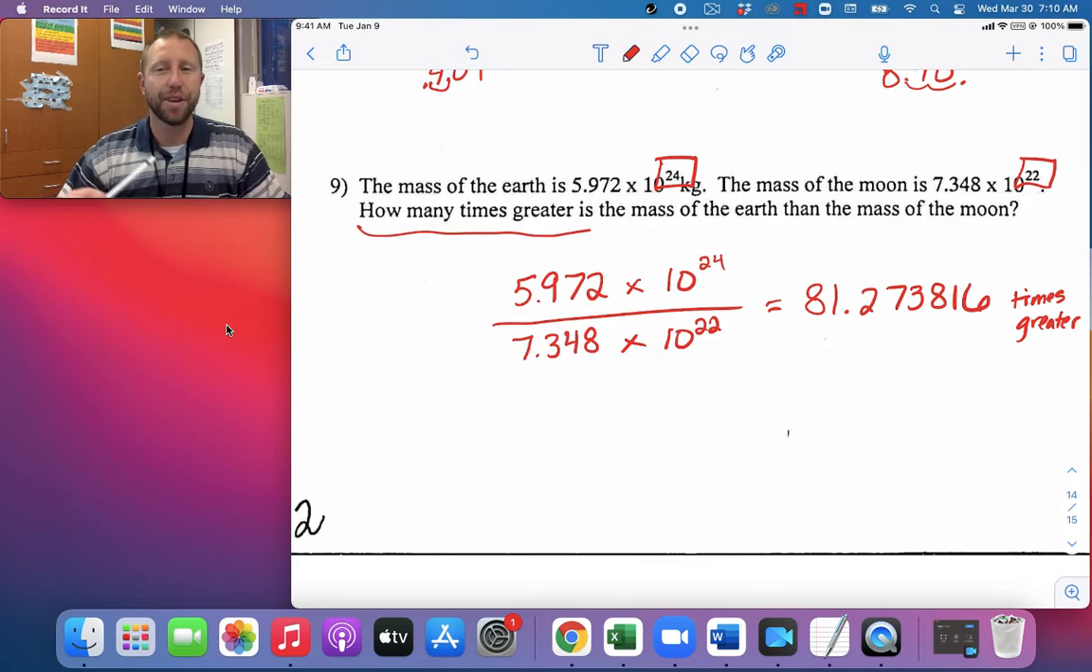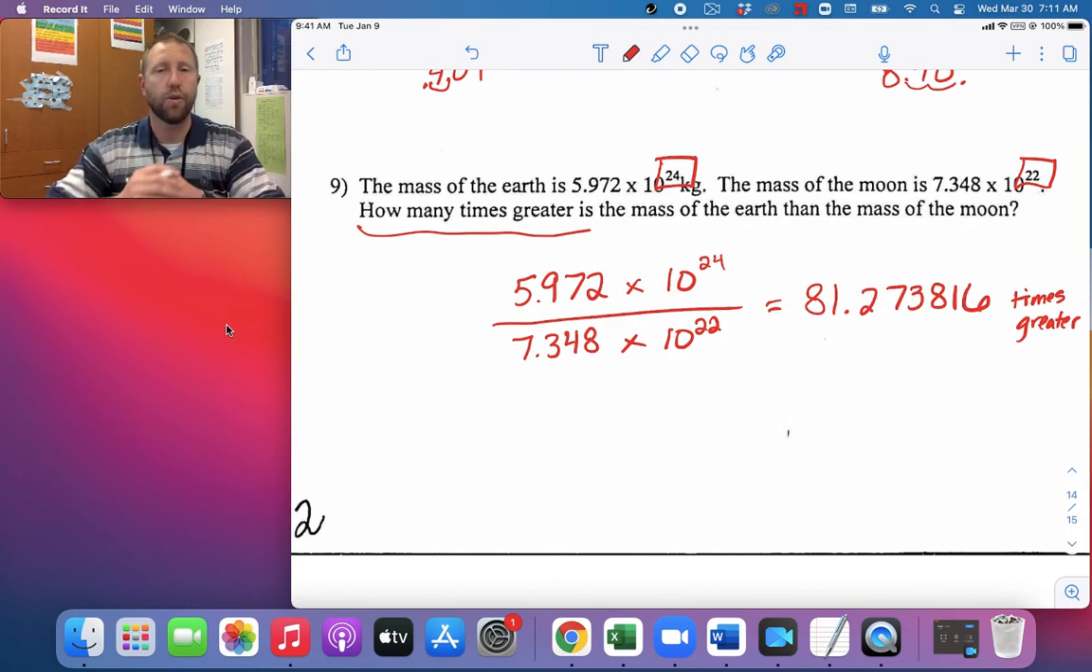81.2738616 times greater is the mass of the Earth than the mass of the moon. It doesn't seem like it would be that big. I mean, the exponent's only 2 bigger, right? 24 compared to 22. But it's 81.27386 times bigger, okay?